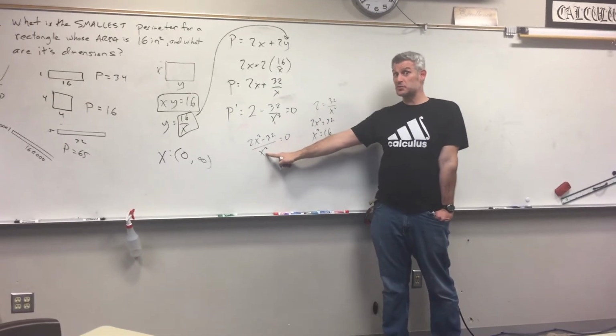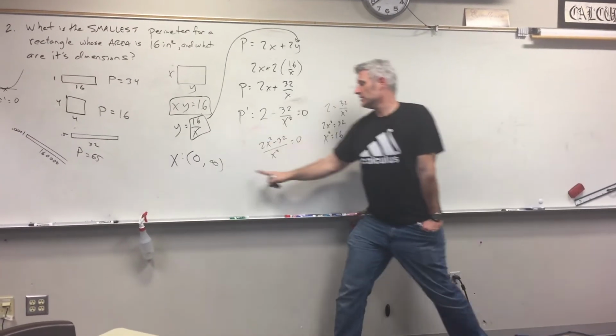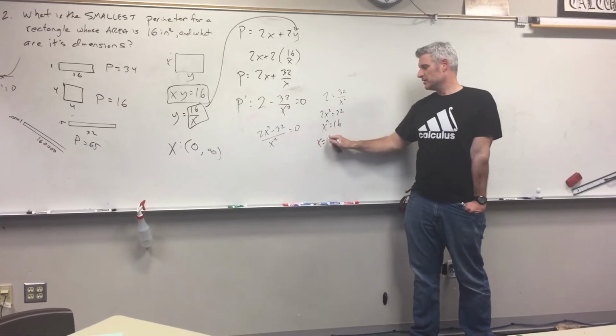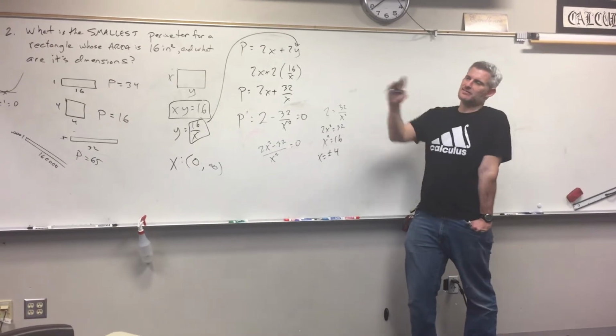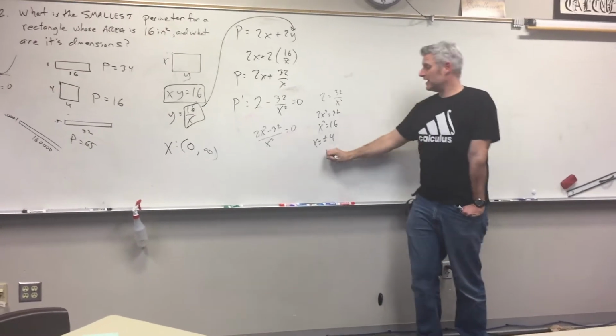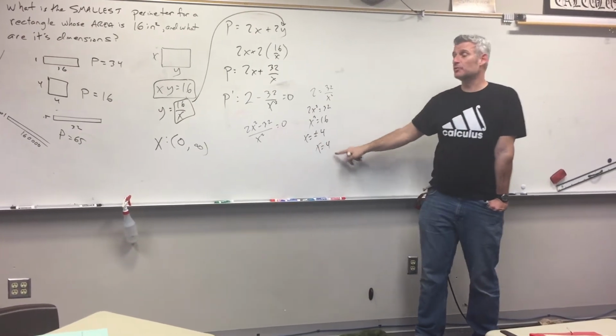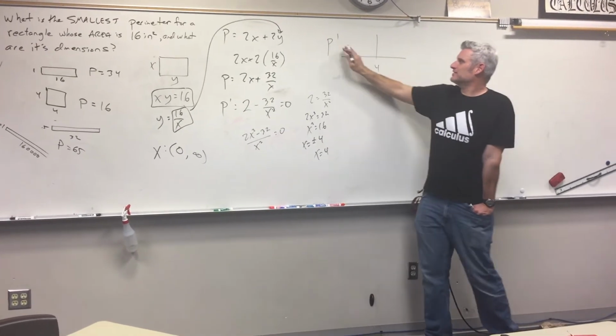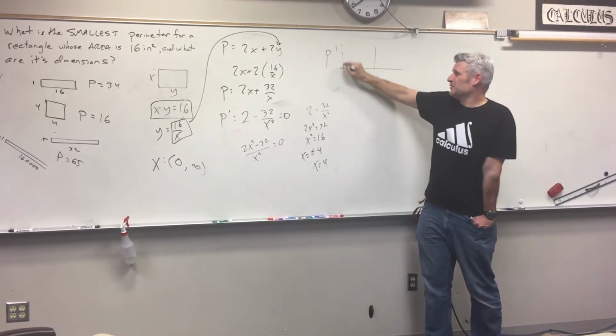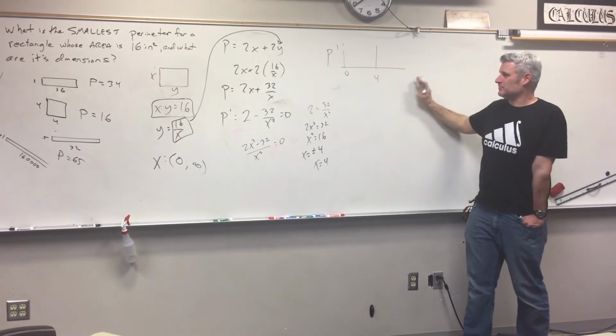X can't be 0, which we already knew because we don't want it to be 0. But x could be plus or minus 4. But we can't have x be negative 4 because the side has to be positive. So x equals 4 is my critical point. So I'm going to do a quick test and make sure I have a floating 0 wall, and it goes out to infinity.